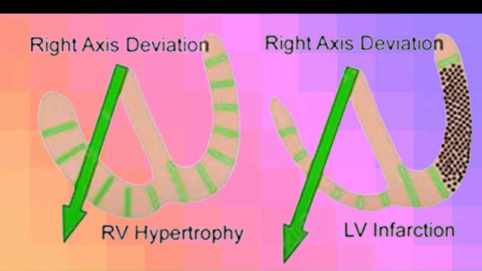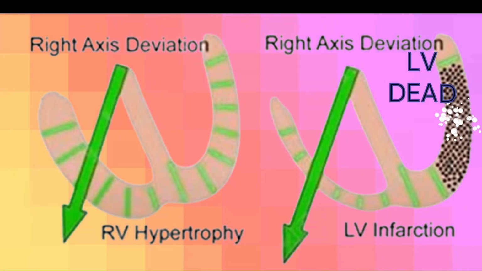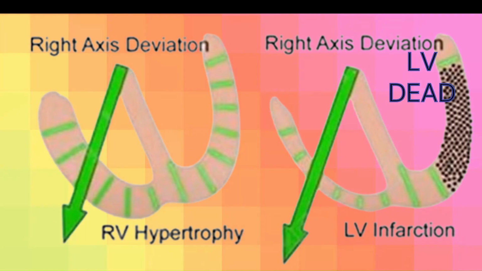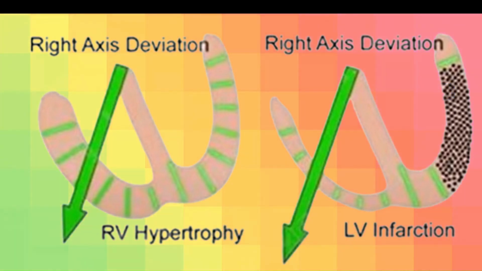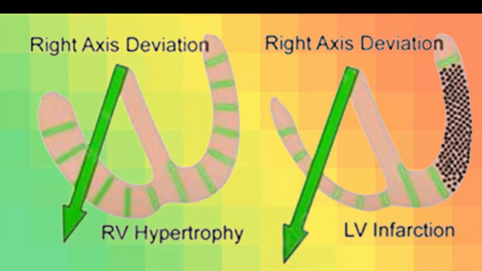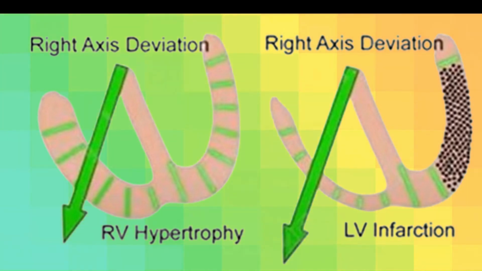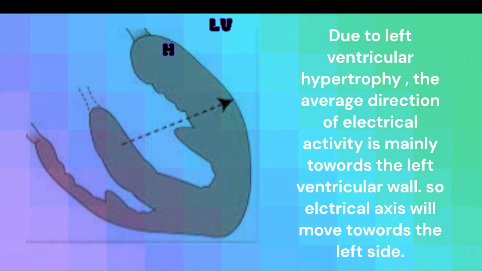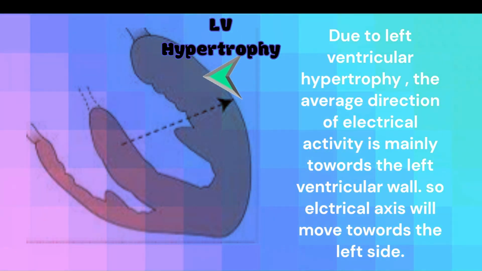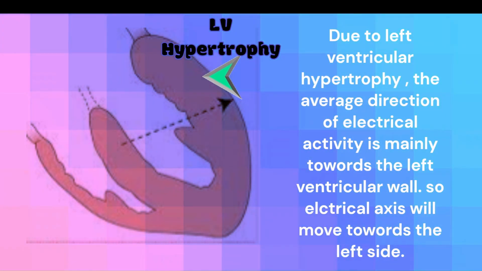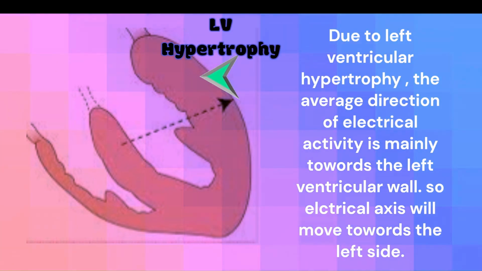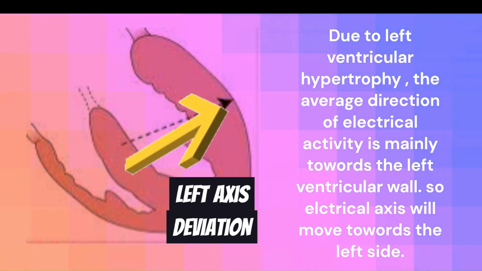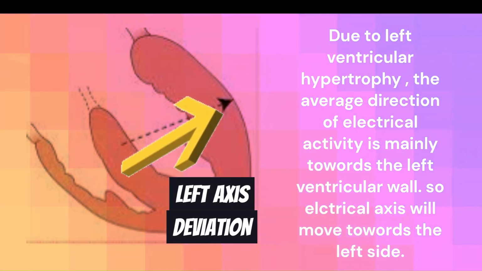Similarly, in left ventricular infarction, the left ventricle is dead. Therefore, the majority of electrical activity will pass towards the right side. So, that also results in right axis deviation. Left axis deviation. A common cause is left ventricular hypertrophy. Due to left ventricular hypertrophy, the average direction of electrical activity is mainly towards the left ventricular wall. So, the electrical axis will move towards the left side, that is left axis deviation.